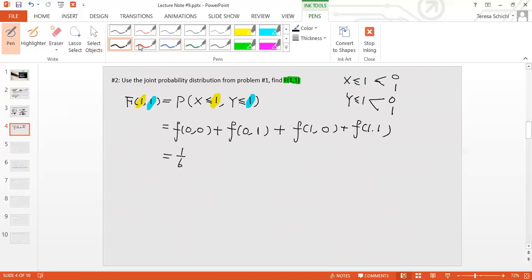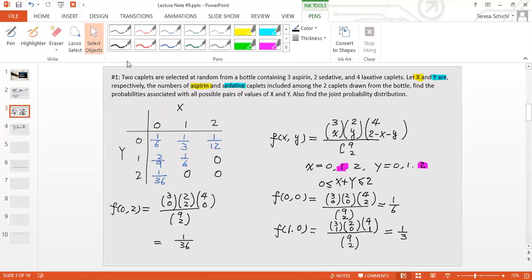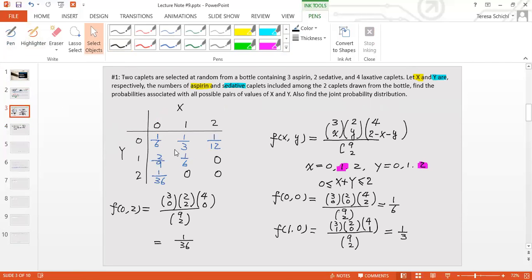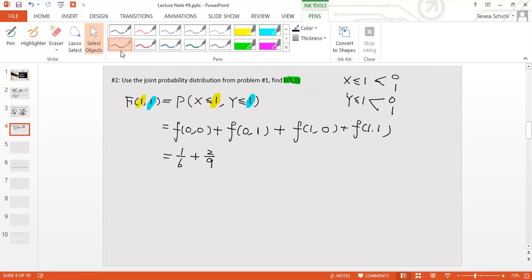Then 0, 1, it's 2/9, right? So you add here 2/9. Then 1, 0, let's take a look. So what is 1, 0? 1/3, right? So, okay, plus 1/3. Then plus 1, 1. What is 1, 1?